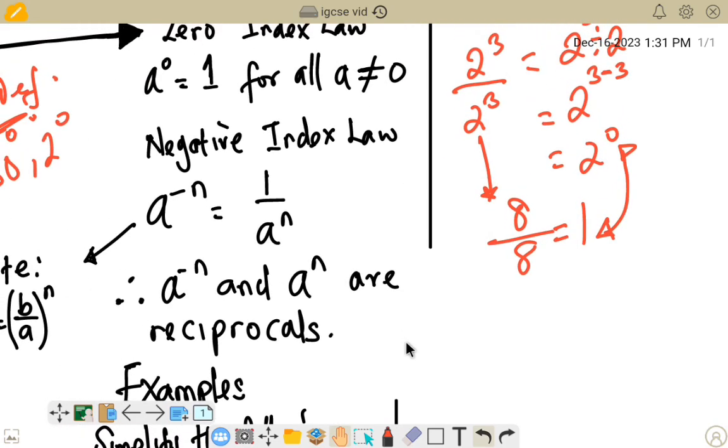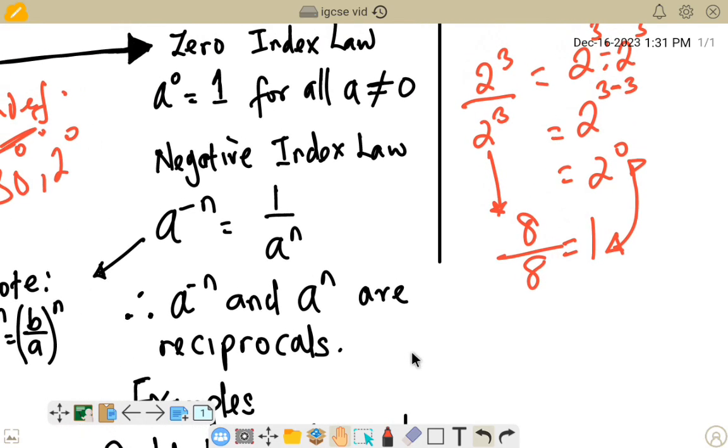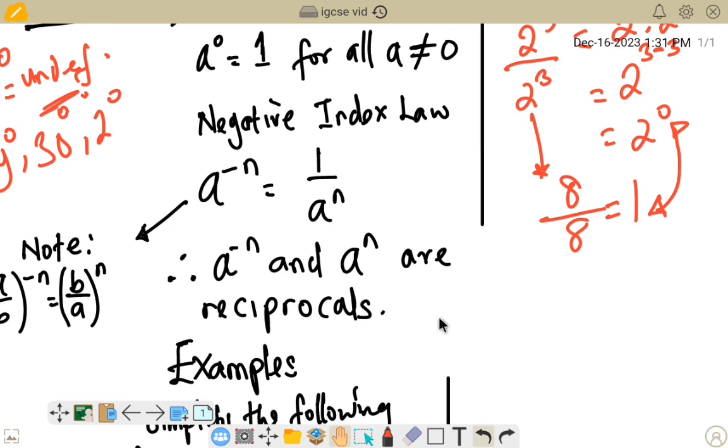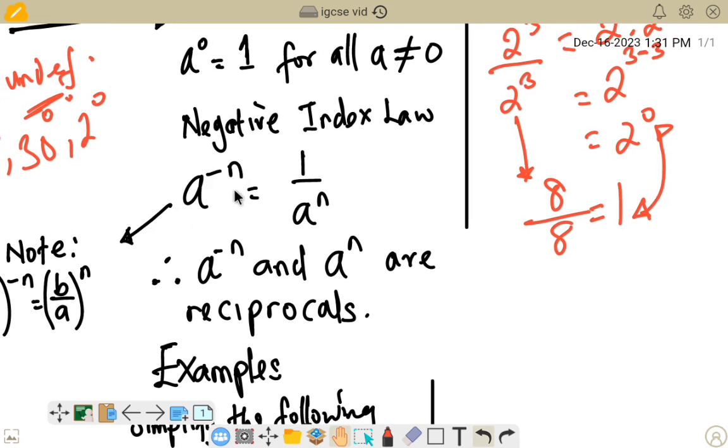That's about the zero law. Now we also have the negative index law. The negative index law works with the reciprocal law. You have a raised to the power minus n, a base raised to a negative power. What you do is remove this negative sign. All you have to do is find the reciprocal of the original number. So you have 1 over a, then just put in the same power there, but don't include the negative sign.